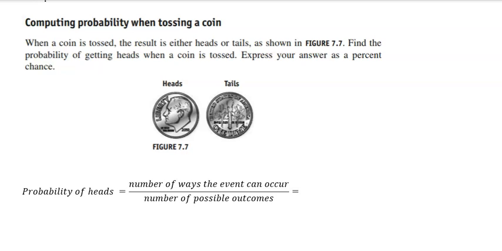So we want to look at the number of ways the event can occur. Looking at the probability of heads, there's only one choice of getting heads. So there's only one way for that to occur, so we're going to have 1 on top. And then the number of possible outcomes of flipping the coin. Well, there are 2 outcomes because there are 2 sides to the coin. So 1/2. That can also be written as 0.5 or as 50%.